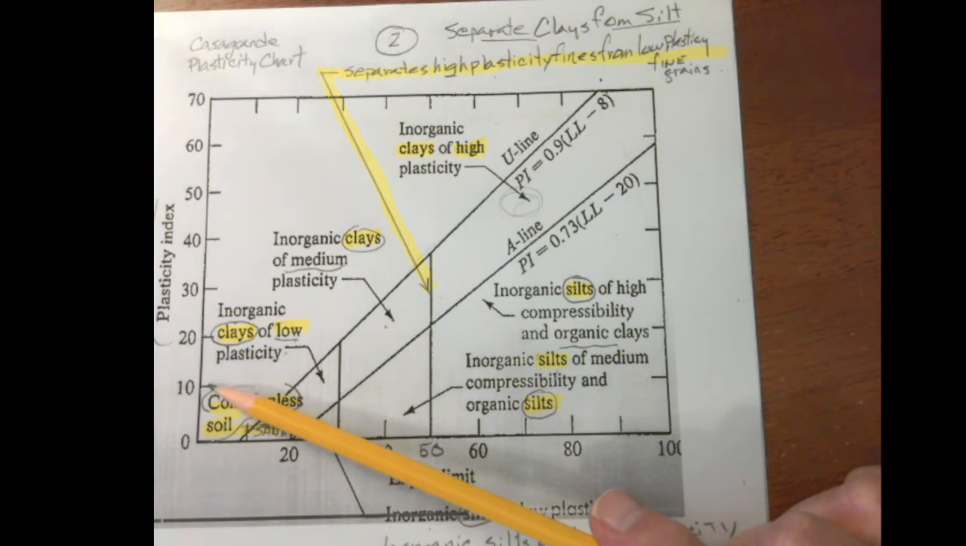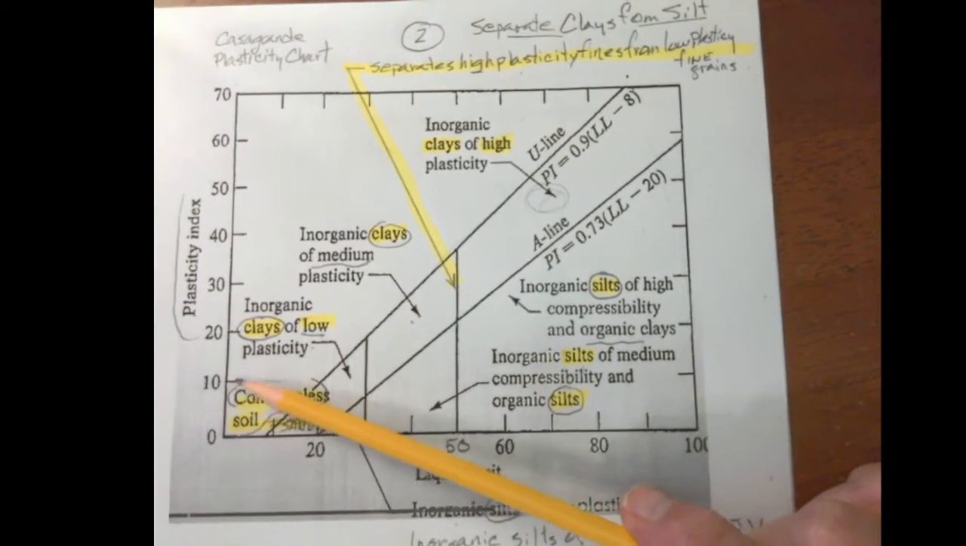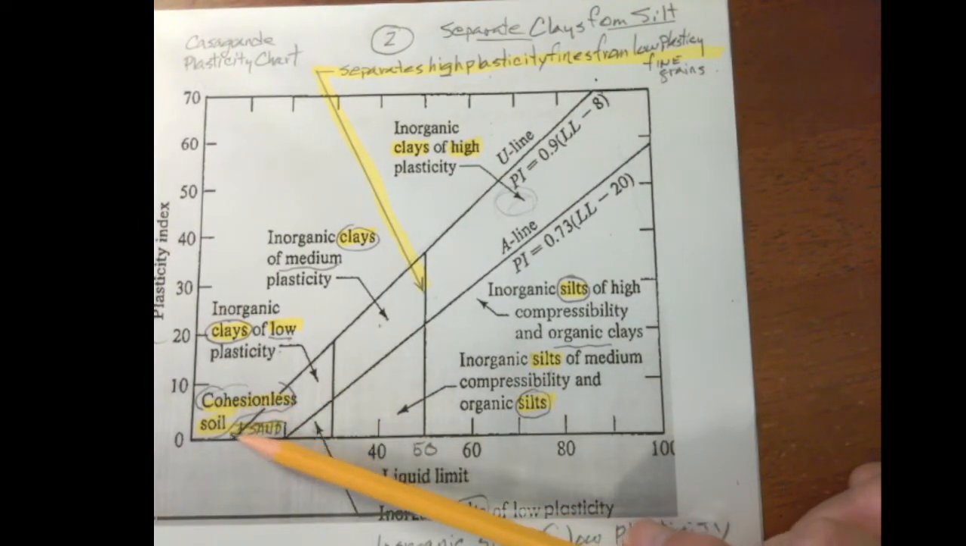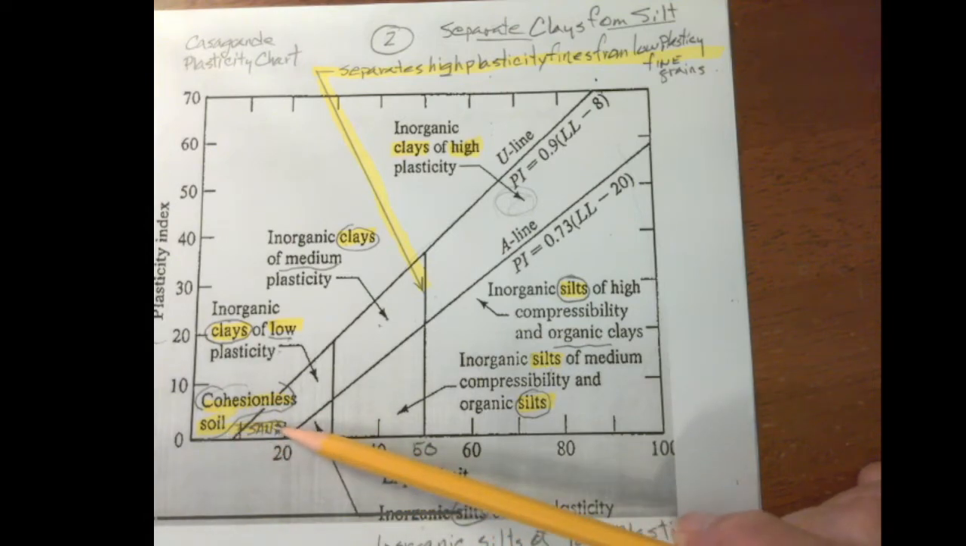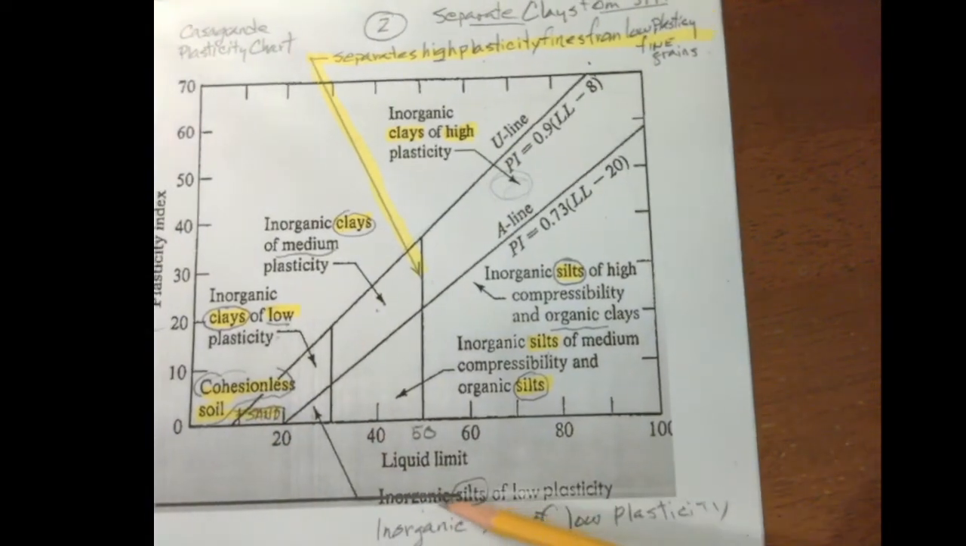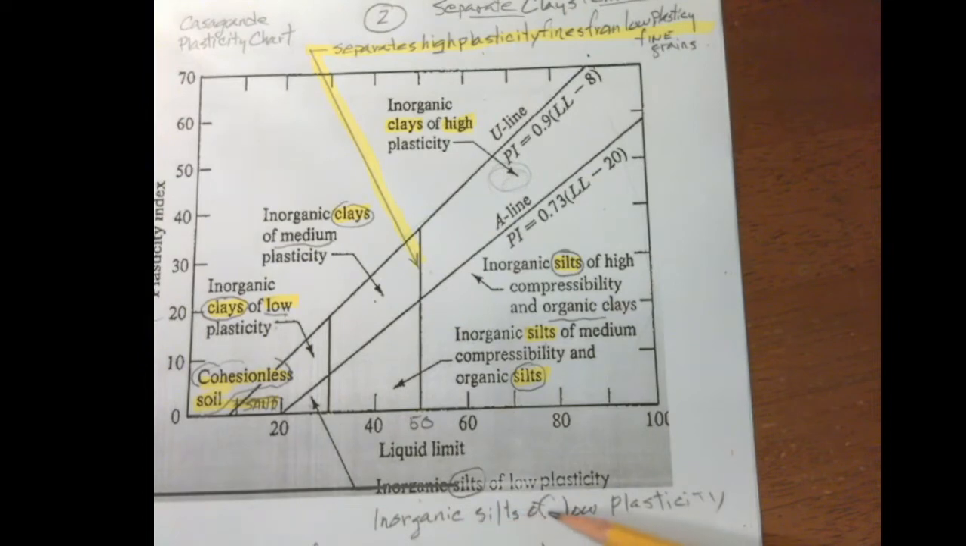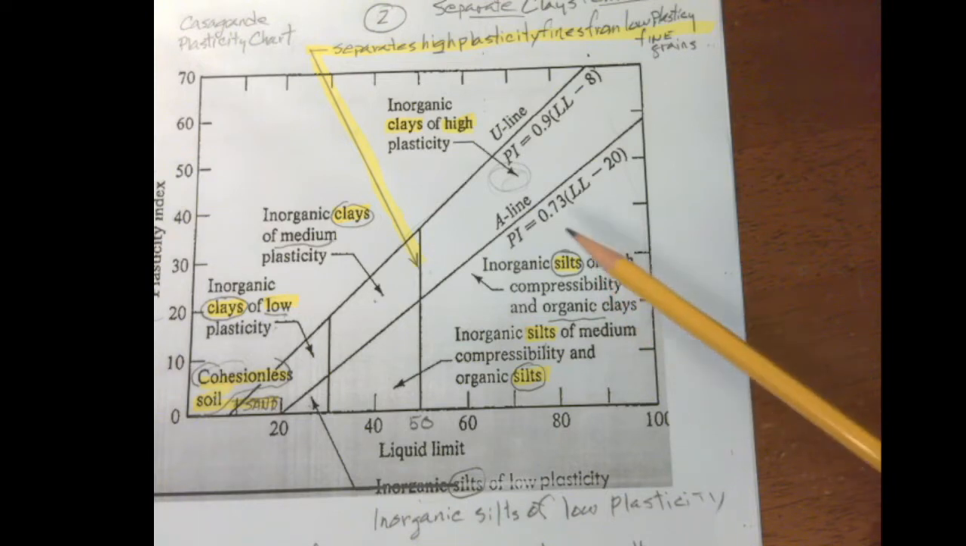These are plasticity indexes right here of cohesionless, which is coarse soil, and some silt down in here. And this says inorganic silts of low plasticity would be located in here. Here's inorganic silts and the compressibility, and organic silts in here, inorganic silts of high compressibility.